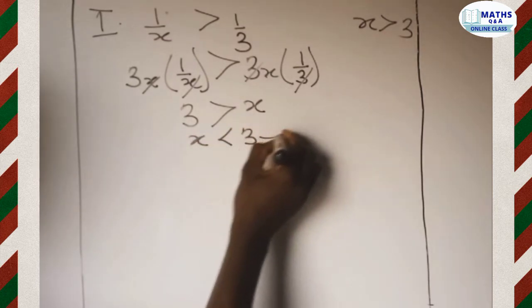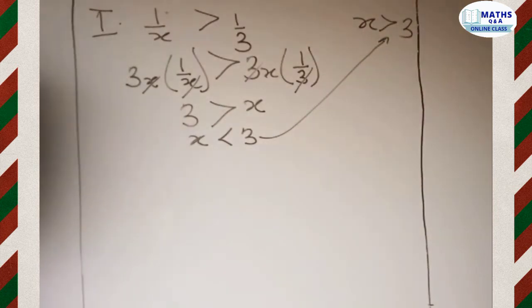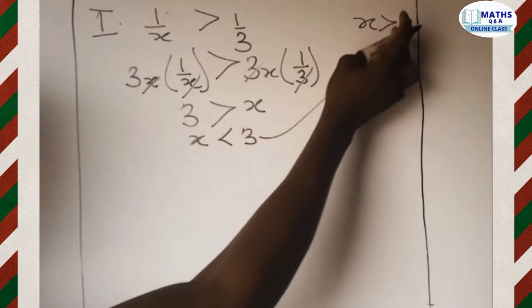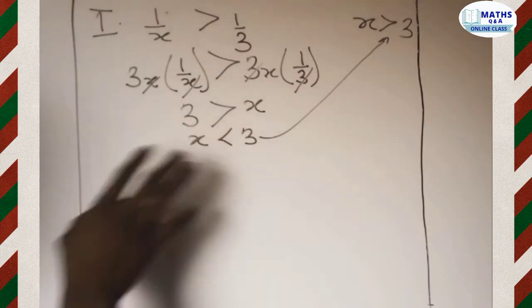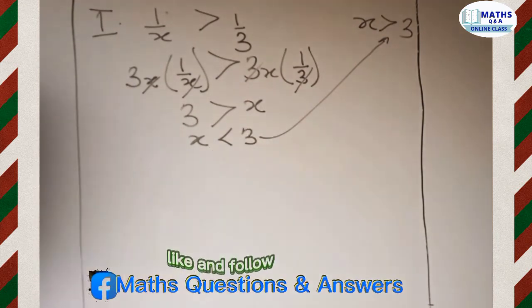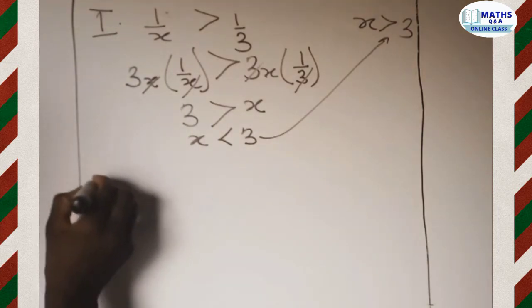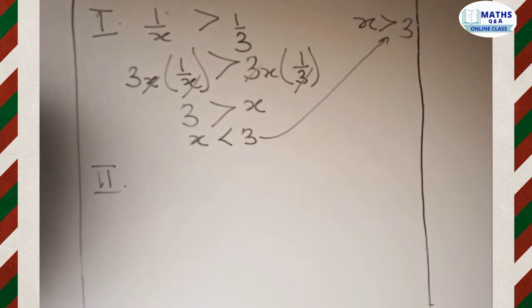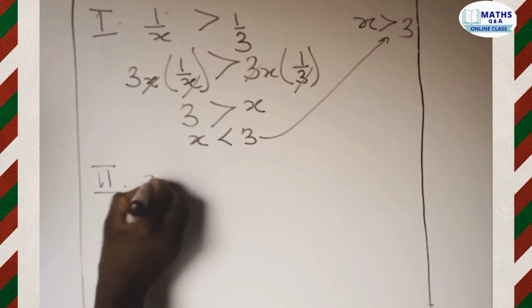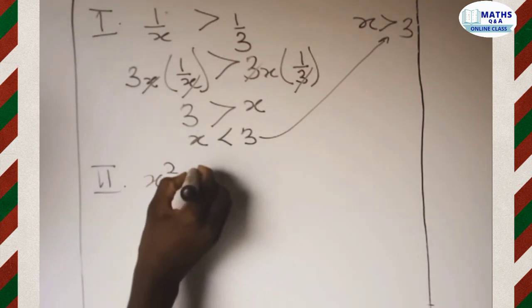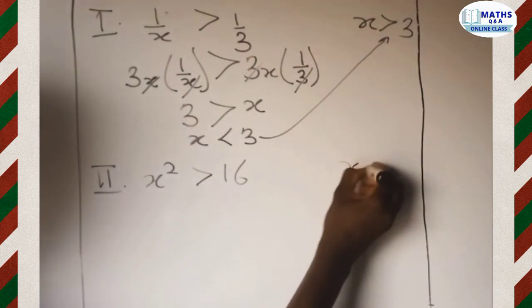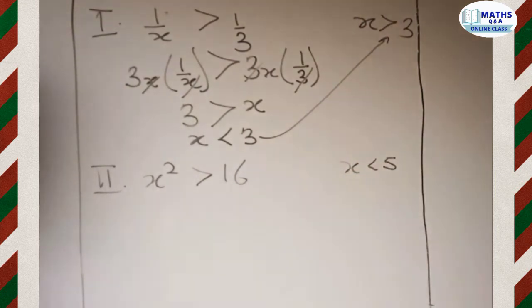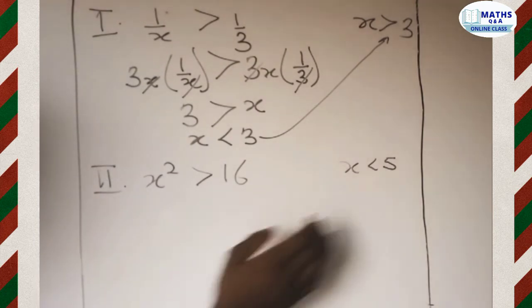Now let's compare this with what we are having here. x is less than 3, but over here we said x is greater than 3. So you see that this implication is not true. Now let's move on to the next one, which is II. II states that x squared is greater than 16, where x is always less than 5. So let's solve this one and see if we get x always less than 5.